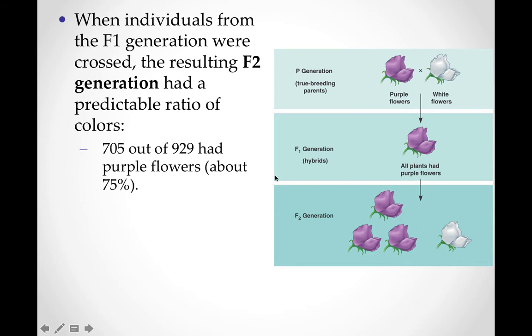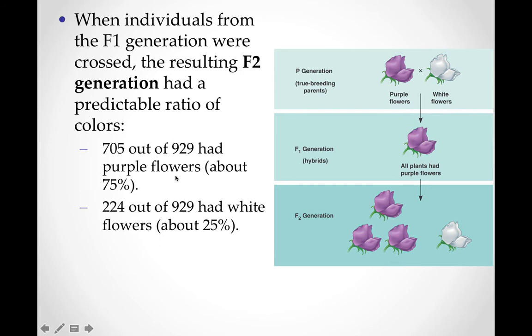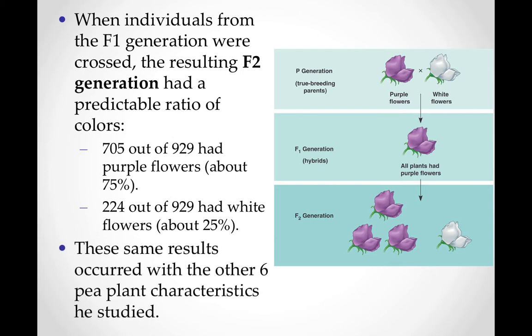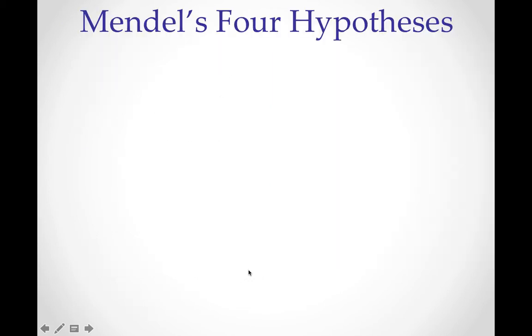1 white. So he had 705. He did a total of 929 flowers, but about 705 of those 929 were purple. So his experiment size was pretty large. So he had 75%, or that is a ratio of about 3-to-1, because 224 were white. It's about 25%. These same results occurred with the 6 other pea plant characteristics he studied. So this occurred over all 7 of the traits he was studying for. He got a 3-to-1 ratio.